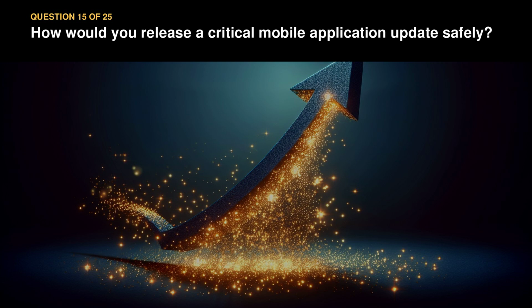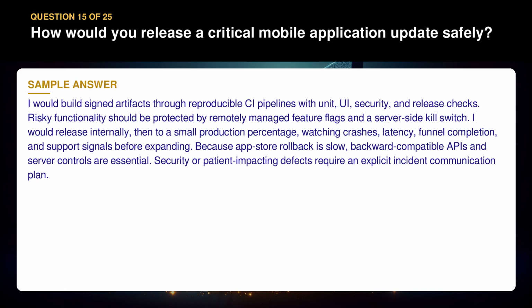Question 15. How would you release a critical mobile application update safely? I would build signed artifacts through reproducible CI pipelines with unit, UI, security, and release checks. Risky functionality should be protected by remotely managed feature flags and a server-side kill switch. I would release internally, then to a small production percentage, watching crashes, latency, funnel completion, and support signals before expanding.